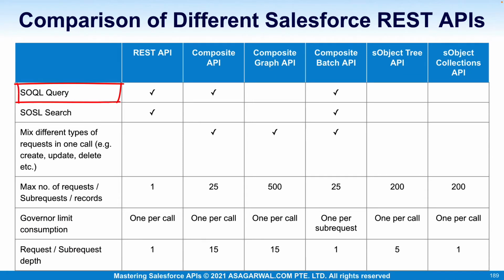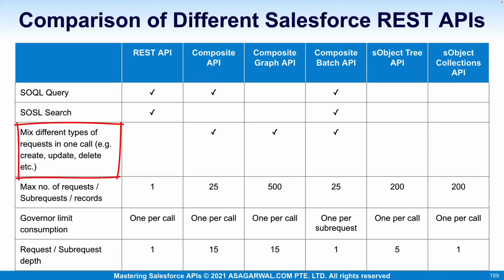You can execute a SOQL query using REST API, Composite API and Composite Batch API only. And you can run a SOSL search using REST API and Composite Batch API only. No other APIs support these operations.